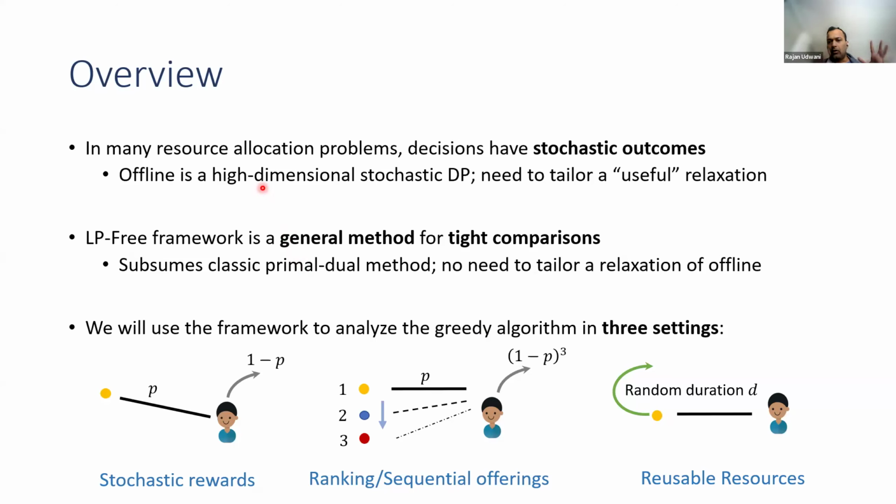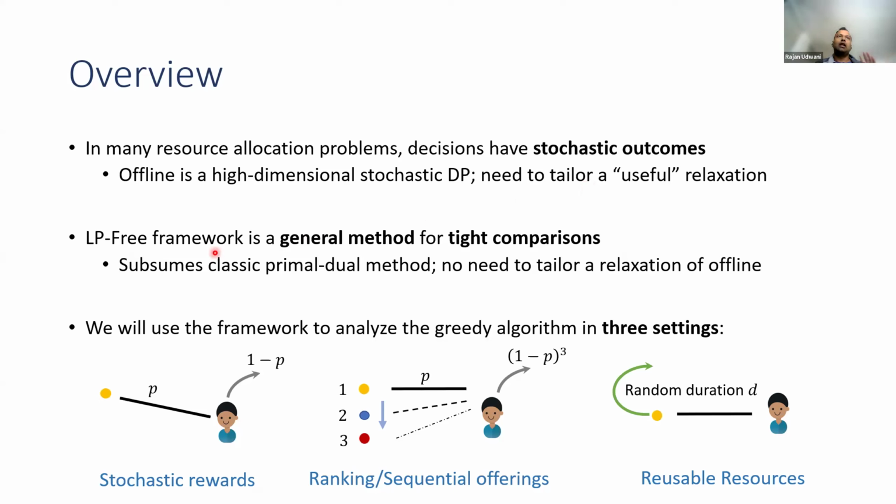So if I think about an online and offline algorithm, and I want to compare online with offline, the offline can be a high-dimensional stochastic dynamic program. So it would be hard to compare against the offline. And often the approach that we take might look something like I design or tailor a useful relaxation of the offline, often an LP relaxation. So because it's a relaxation, it might be a bit loose. So there's a question of what is the right relaxation and so on.